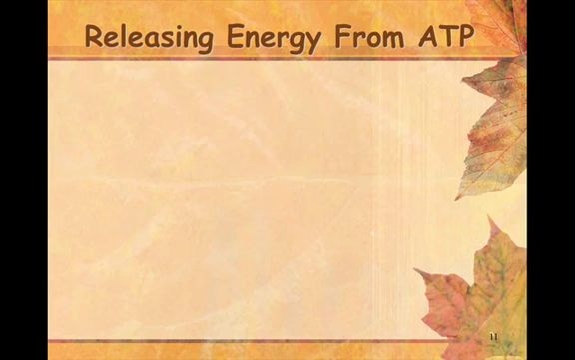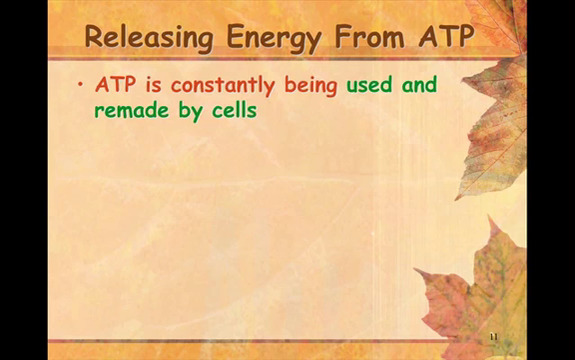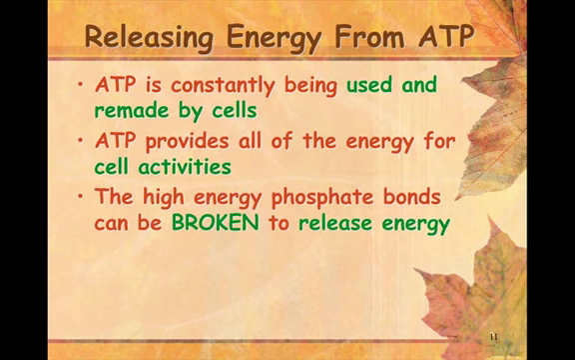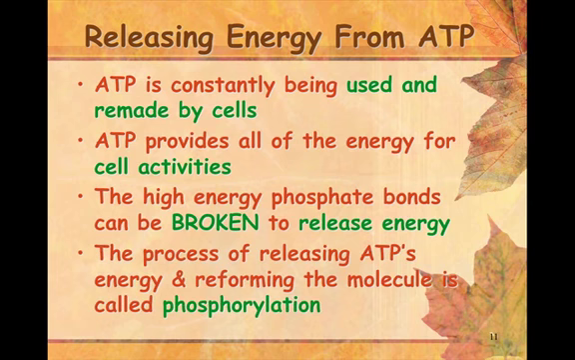So, how do we release energy from ATP? ATP is constantly being used and remade by cells. And we're going to talk more when we talk about cellular respiration, how ATP is used and remade by cells. ATP provides all of the energy for all of the cell's activities. How does this work? The high energy phosphate bonds are broken, and that is how energy is then released. This is called phosphorylation. So the process of releasing ATP's energy and reforming the molecule is called phosphorylation.